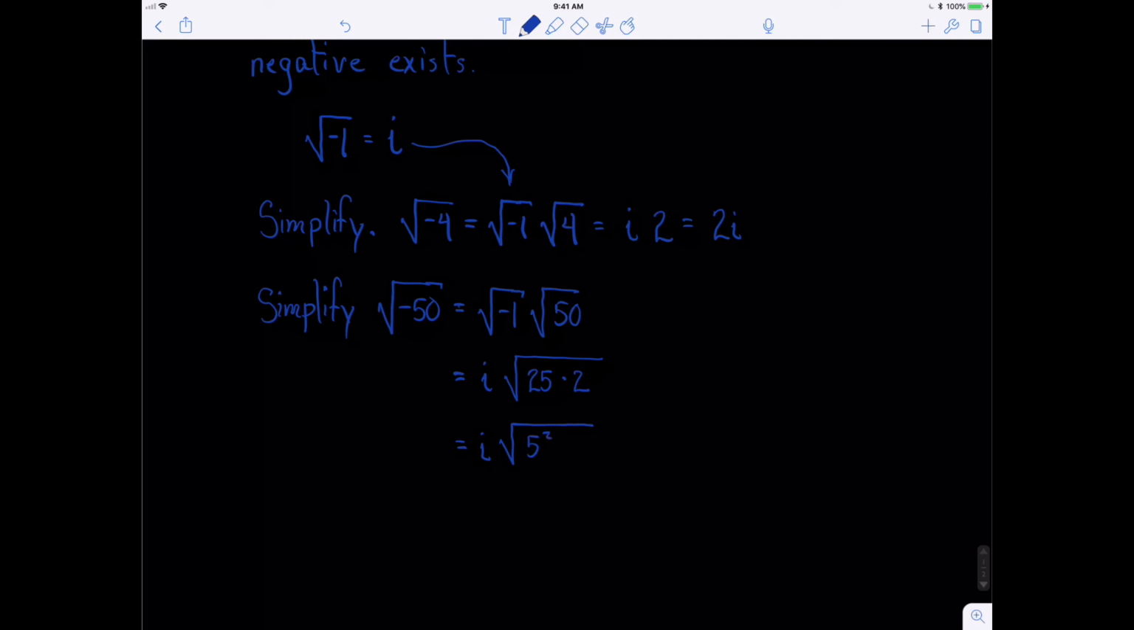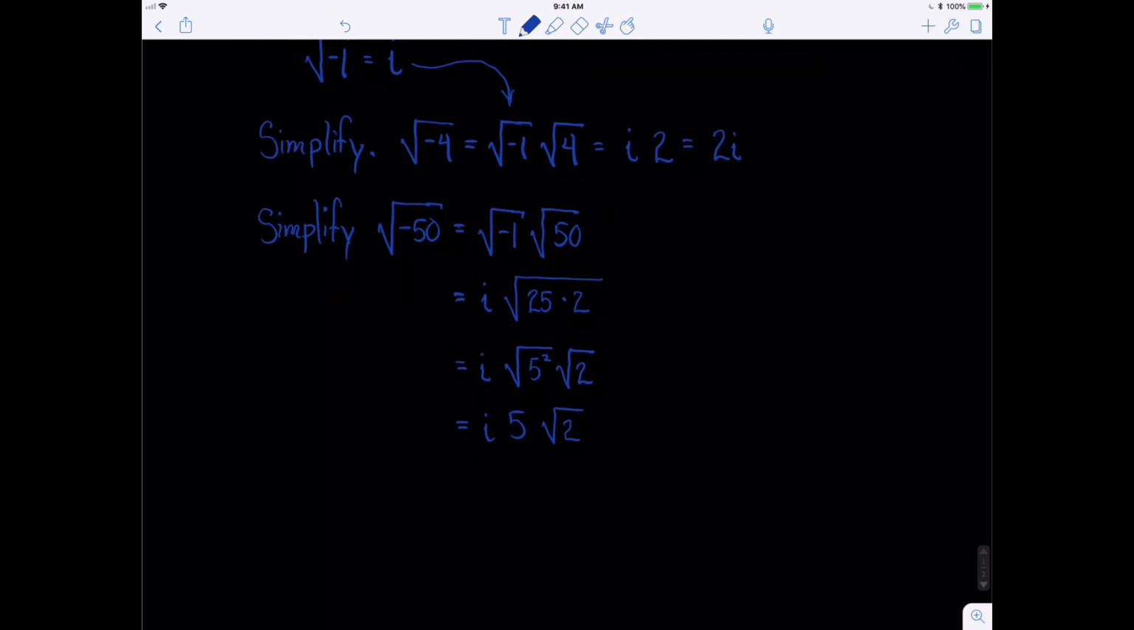And let's just write it this way. I'm going to write it like this instead, as 5 squared times the square root of 2. And we know the square root of a perfect square is just the base, times the square root of 2. And we would normally write our answer as 5i times the square root of 2. And that's how you can now find the square root of a negative number.